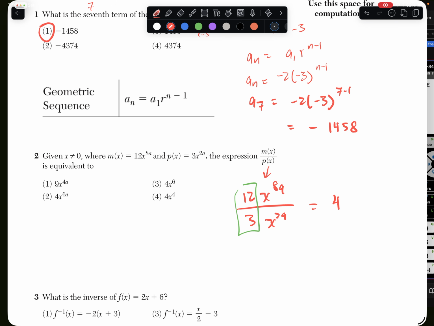Now we have x, and now we have the second part. We have x to the 8a and x to the 2a. Since they have the same base, when we're dividing exponents with the same base, we just subtract the exponents. So this would be x to the 8a minus 2a, which is 6a. So the answer is choice 2.